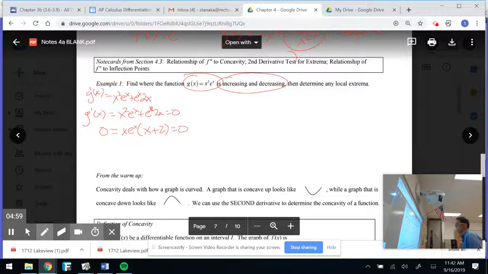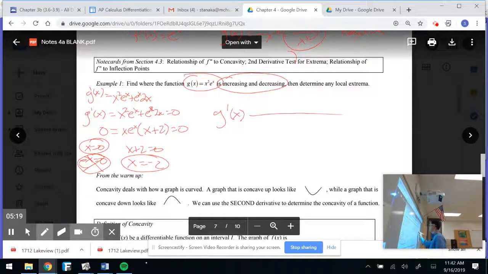So we got a lot of things going on right here. We got x equals 0 would give me a 0, e to the x equals 0, and then x plus 2 is equal to 0. Hopefully we know that e to the x equals 0 is impossible. We got that from that initial one, and we got that. So we got a couple of critical points here for us.